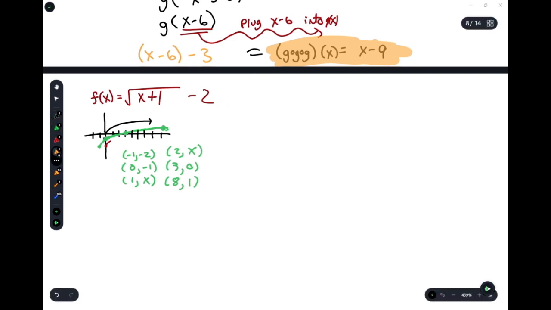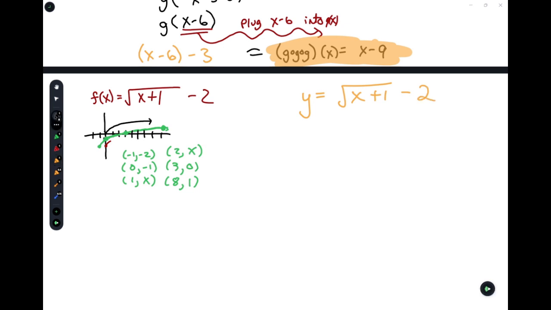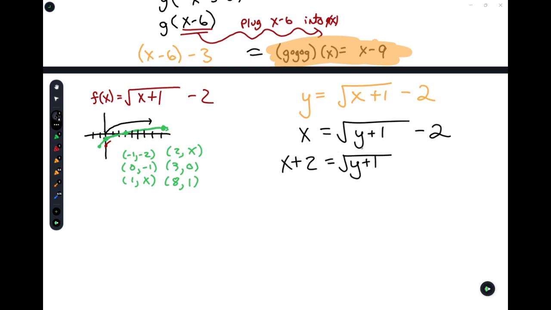Step 1 for inversing: just writing the y. And then switch them. Love it. Next.